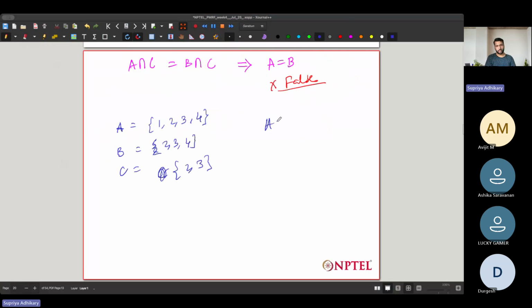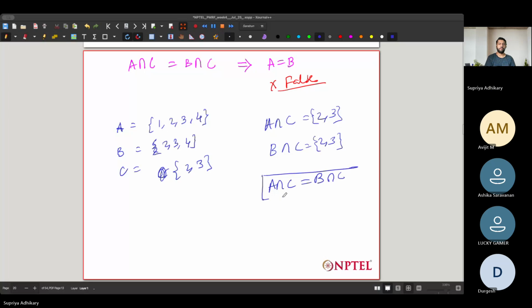Then A intersection C is basically {2, 3}, and B intersection C is also {2, 3}. That means A intersection C is equal to B intersection C. This is true, but that does not imply that A is equal to B, because as we can see, A is not equal to B. So this is also false.